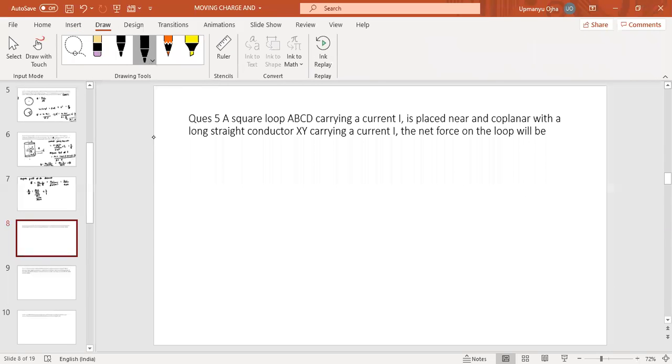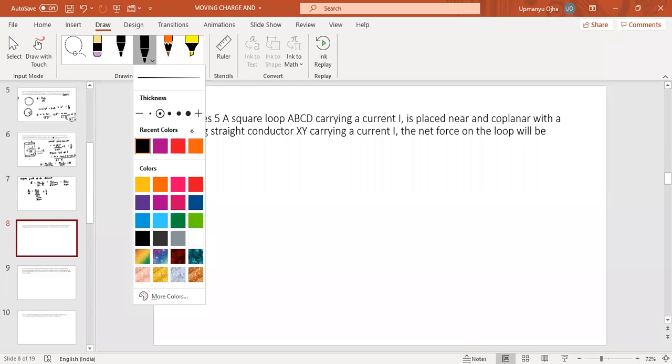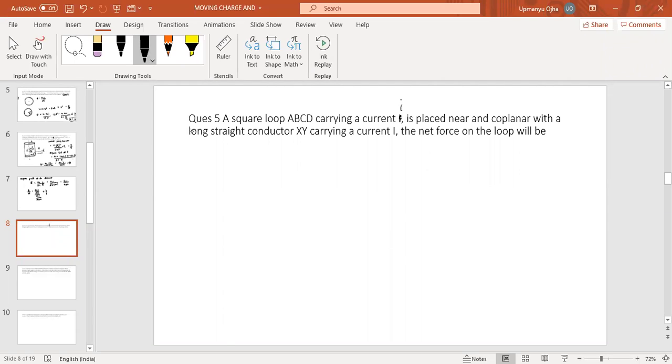Okay, so they take this as I dash, small I. This is capital I, this is small I. Fine.